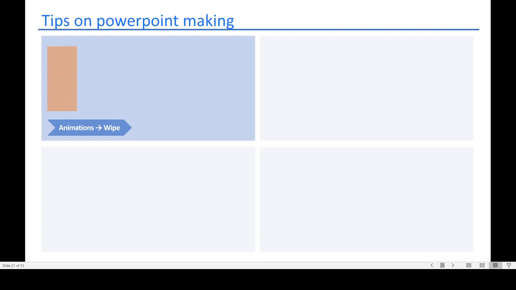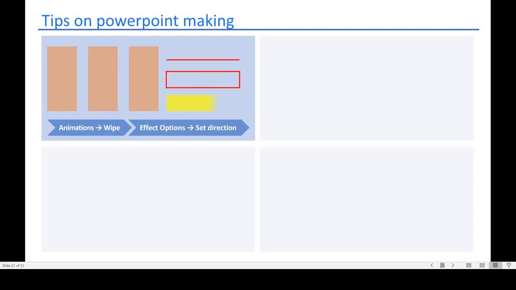So when you go to presentation mode, the box won't show up until you click. Now you can change the direction of the wiping by going to effect options, and you can choose whatever direction you want. As you can see, wipe down, wipe to the right. Now you can apply this to various different shapes like lines, boxes, and colors. And I'll show you how I apply this in real life.